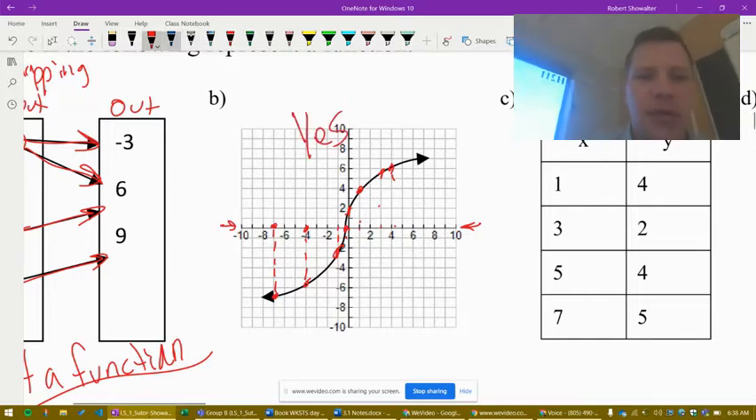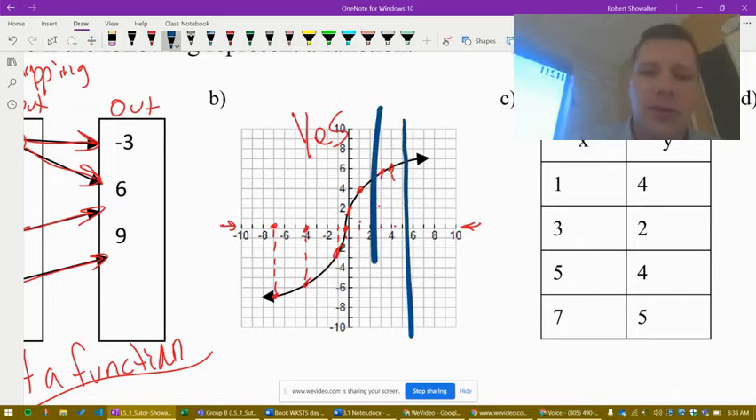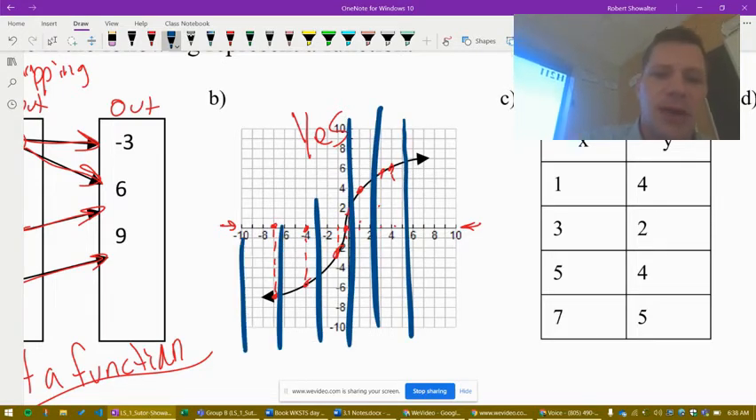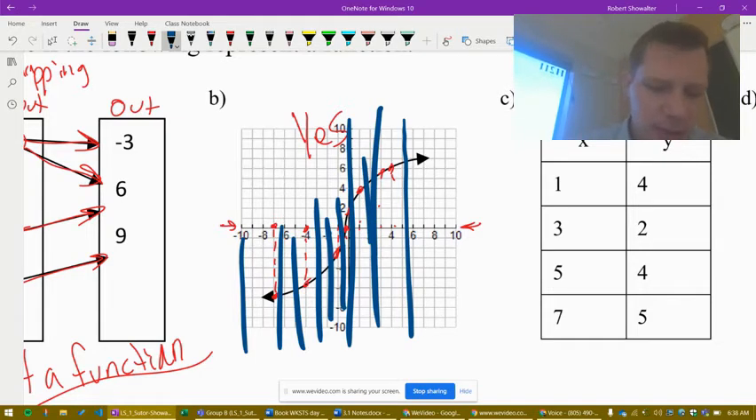This one we would consider, yes, a function. There's another test if we have a graph. It's called the vertical line test. If you draw a vertical line and it hits anywhere on the graph more than once, we would consider it not to be a function.